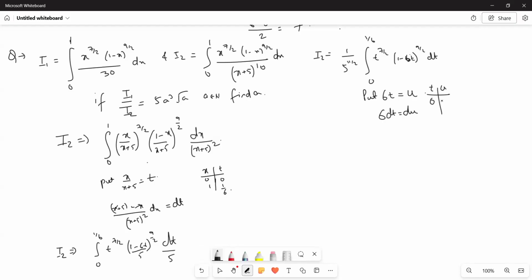t and u, so t0 u0, and if t is 1 by 6, u will become 1. So the limit will go back to 0 to 1, which is what we need for comparing with I1. So I2 would be 1 by 5 to the power 11 by 2 into the limit 0 to 1. Now t becomes u by 6, so u by 6 whole to the power 7 by 2 into 1 minus u by 6, which becomes 1 minus u to the power 9 by 2, and dt becomes du by 6.